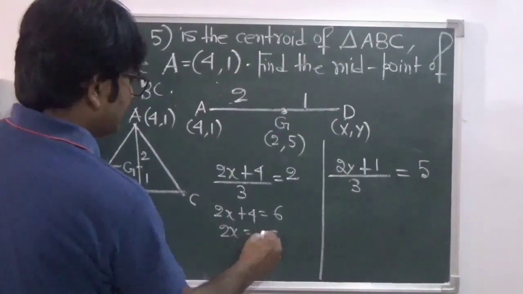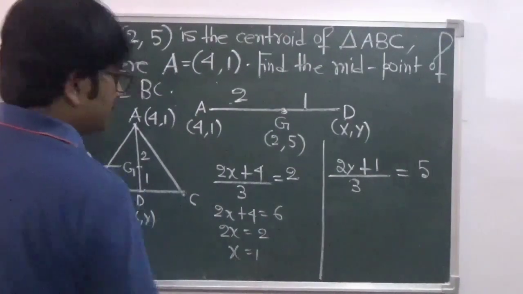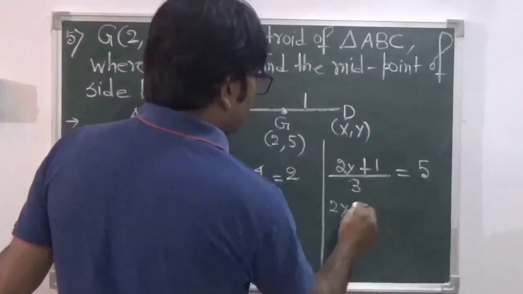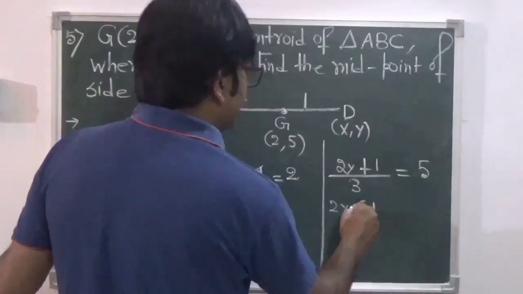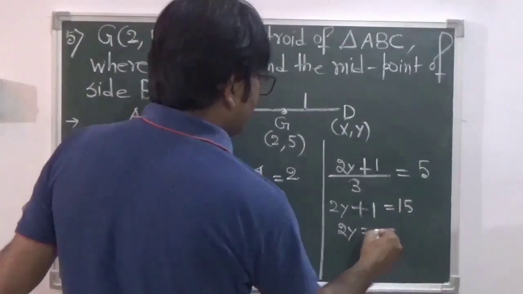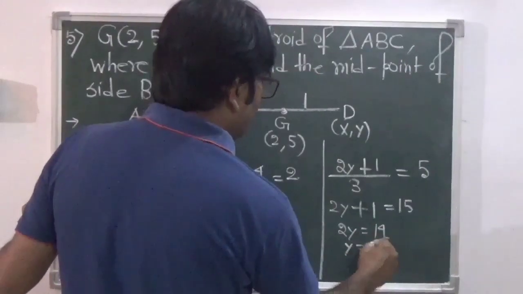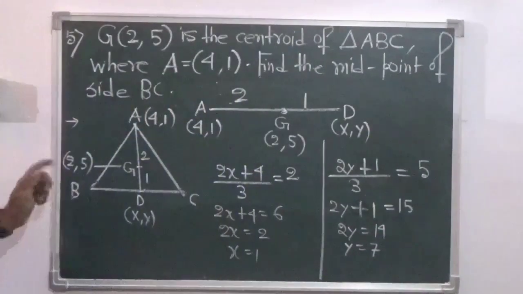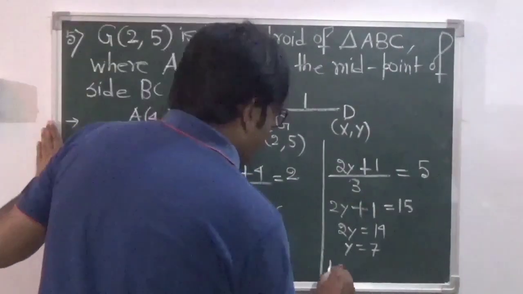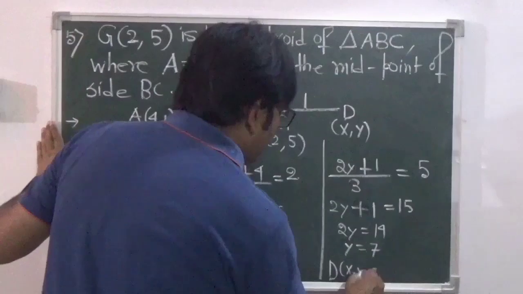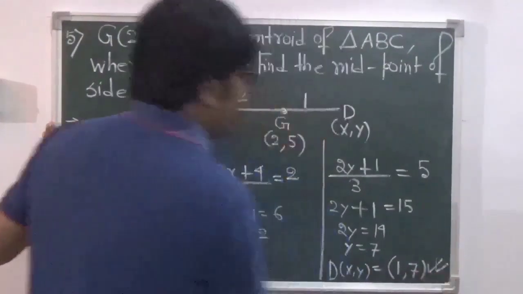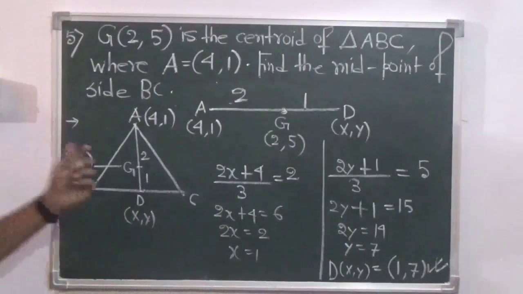So 2x equals 2, or x equals 1. Here it is 2y plus 1 equals 15. 2y equals 14, or y equals 7. Hence the point D, the midpoint of the side BC, is (x, y) equals (1, 7). Hope it is okay.